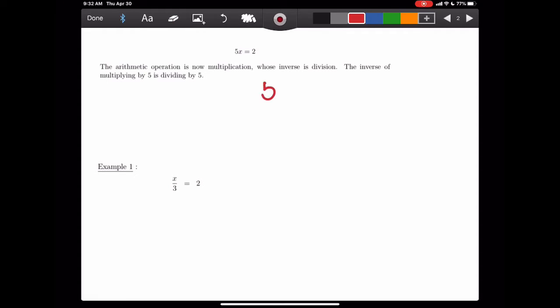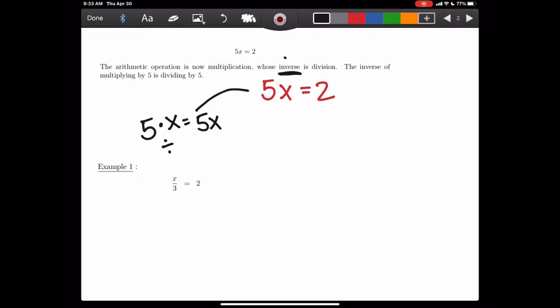So if I have this equation right here, 5x equals 2, and I want to solve this equation for x, I'm trying to isolate x. I want to get x on the side by itself. Well, 5x is basically saying 5 times x. That gives you 5x. So the opposite of multiplication would be division. As stated right here, the arithmetic operation is multiplication, whose inverse is division. If you hear me say inverse, it just means opposite. The inverse of multiplying by 5 is dividing by 5.